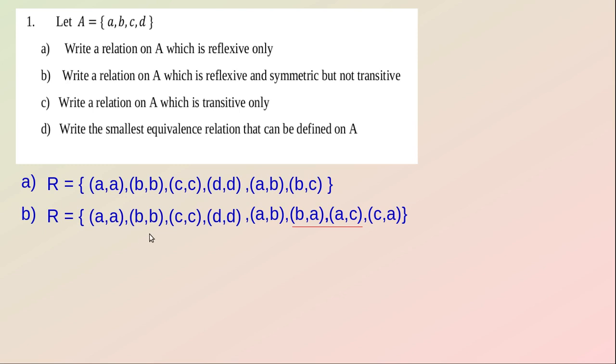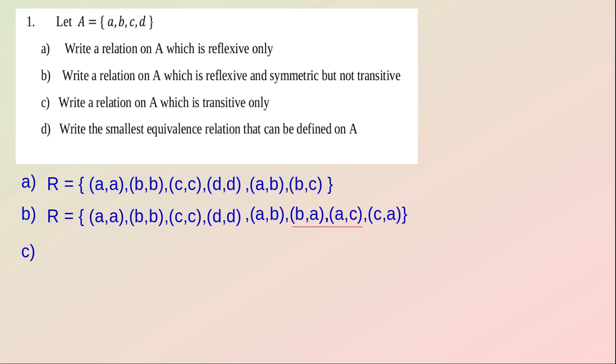You can write another such examples yourself. Now let us discuss answer to question number C. What is question C? Write a relation on A which is transitive only. We want to write a relation which is transitive only. Okay, then let us think about a simple example.